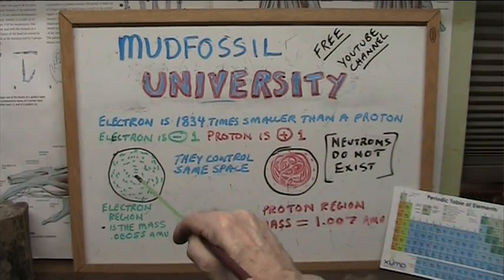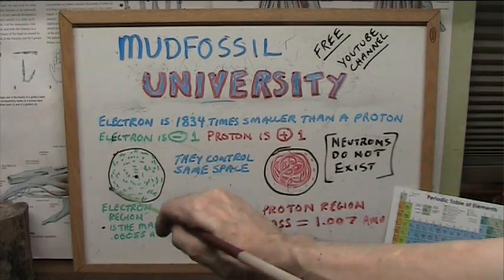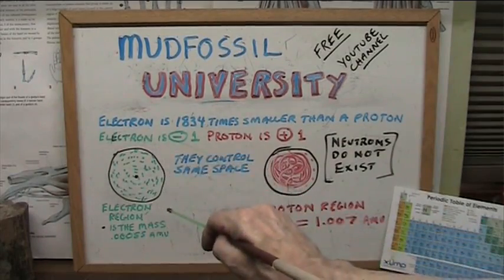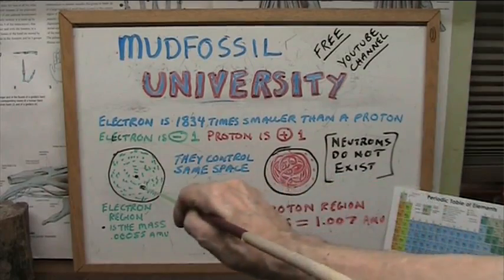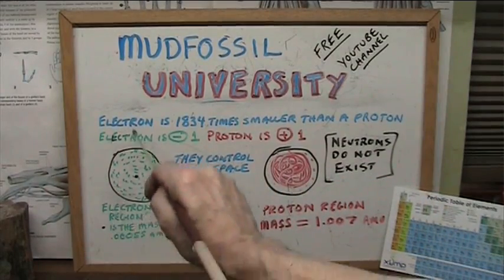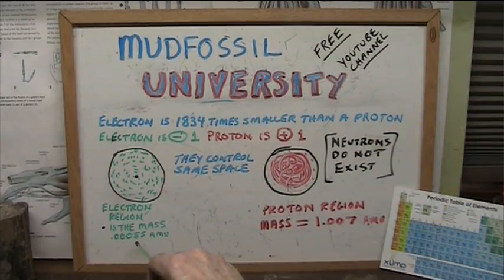So there's the electron right in the center, a little tiny dot, and it's tinier than you'd ever even be able to see. And it controls this region all around there. Nobody's supposed to get in there except it owns that. Now, what happens over here? That's an electron, a region. This is the same region as this, but the mass is 0.00055 atomic mass units.